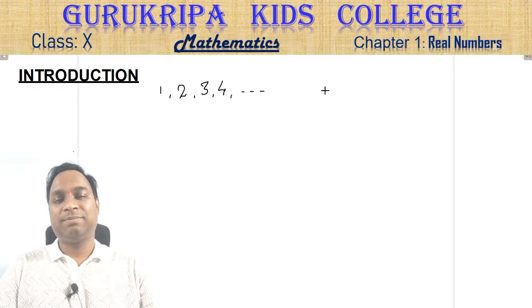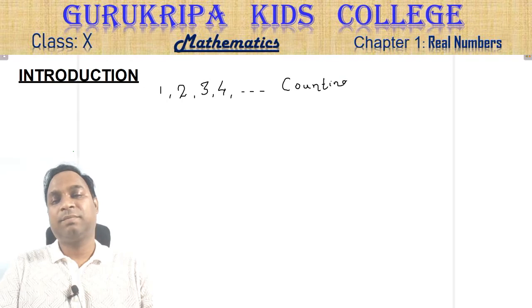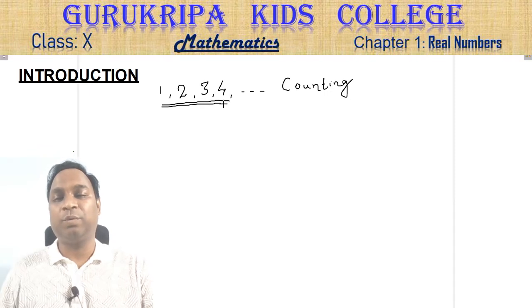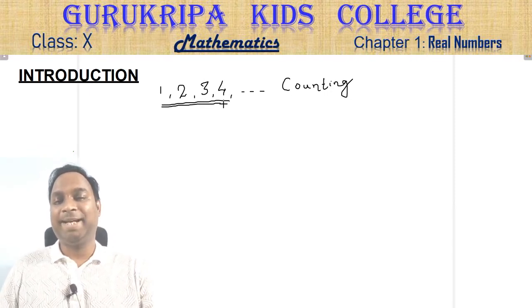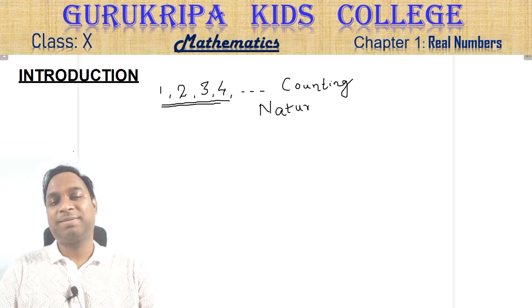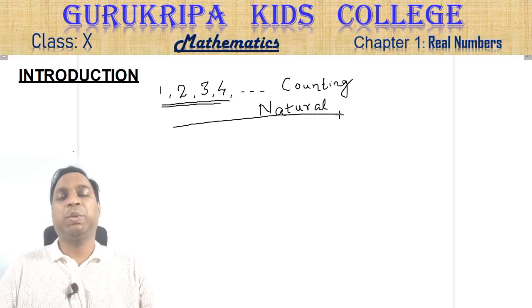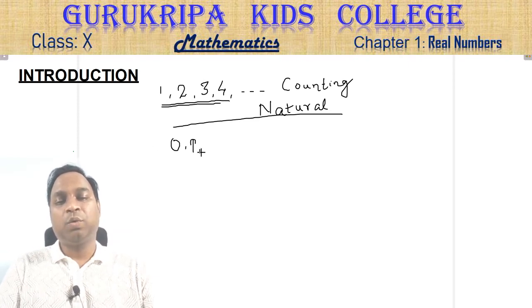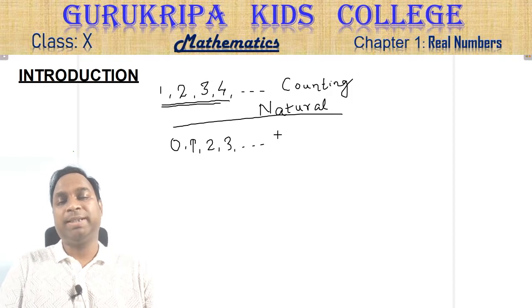So what are these numbers called? These are the counting numbers. But what is the name for this in mathematics? Numbers like 1, 2, 3, 4, what are these called? Any idea? Natural numbers or whole numbers? These are the natural numbers. Natural numbers start from 1: 1, 2, 3, 4, and so on. Now, if you include 0 in this, 0, 1, 2, 3, 4, and so on, these are called the whole numbers.